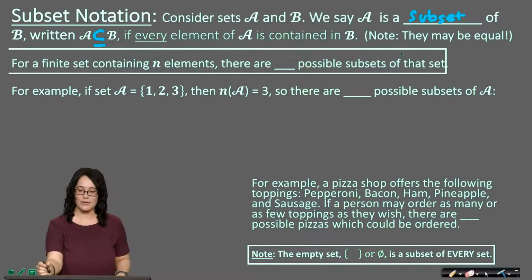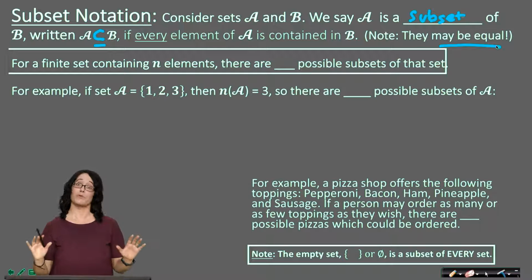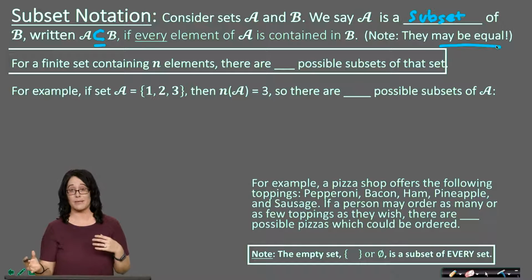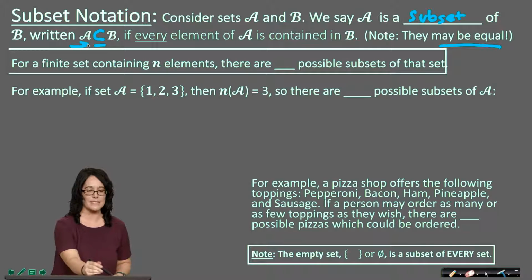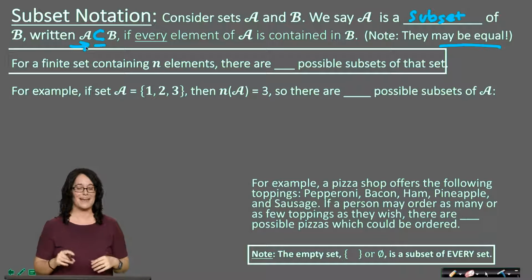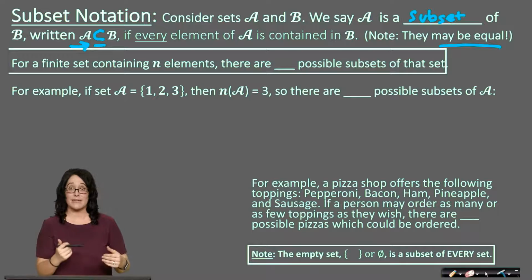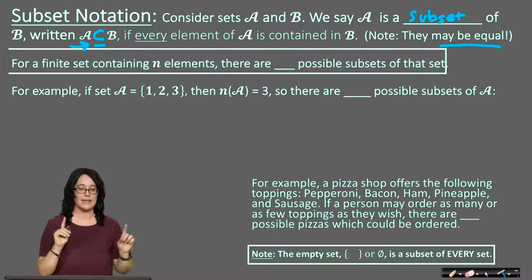All right, back to our notes here. Now notice in the notes here that it says they may be equal. Now that might just blow your mind, right? So if I say A is a subset of B, I thought A had to be smaller than B. Not necessarily. Notice that little equal sign kind of looking thing underneath the horseshoe? That's really saying A is contained in B or A is equal to B. So notice that is an option.